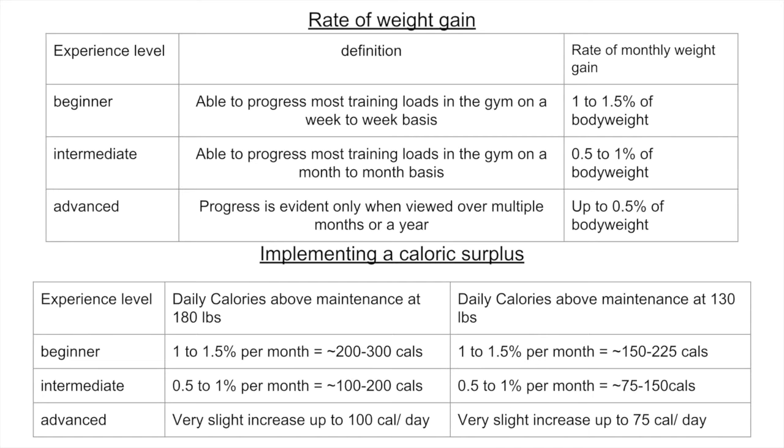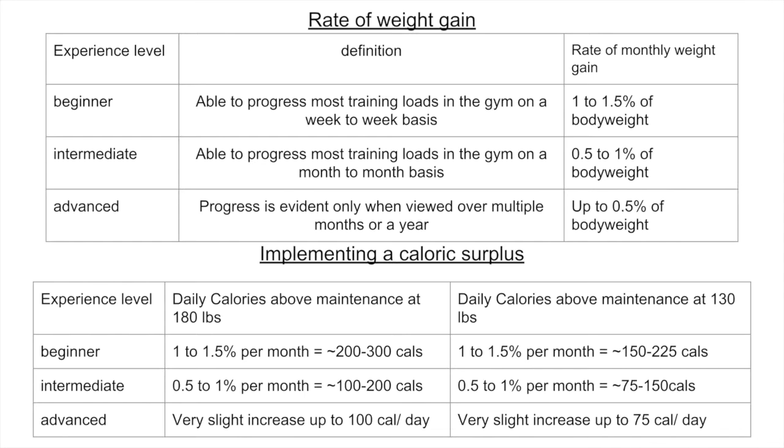rate of weight gain is going to be dependent on your experience in the gym, your fitness level, if you will. So beginners are defined as someone who's able to progress most training loads in the gym on a week-to-week basis. For example, week 1, 100 pounds for 5 sets of 10 on the chest press, week 2, 105 pounds, week 3, 110, or some sort of progression, whether it be intensity or frequency or reps per set or number of sets, whatever it is, you're able to progress each week. And those people are going to gain roughly 1 to 1.5% of their body weight per week.